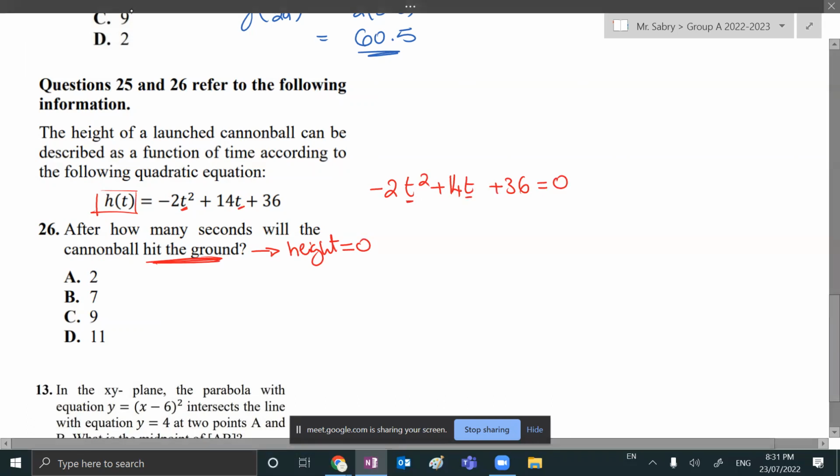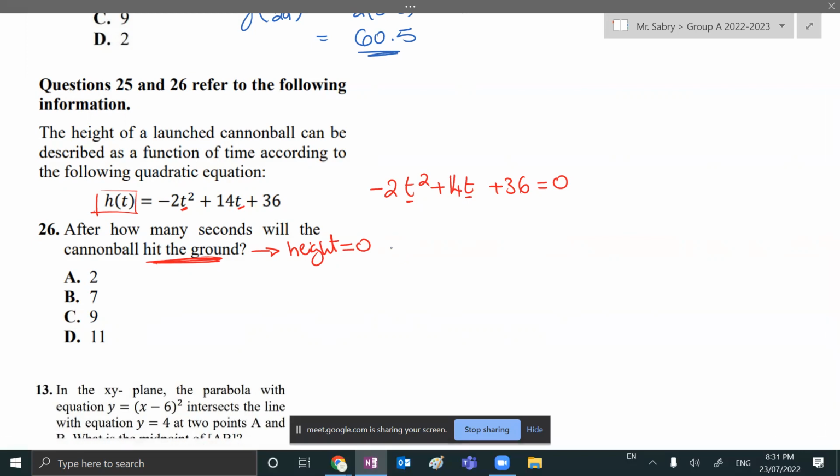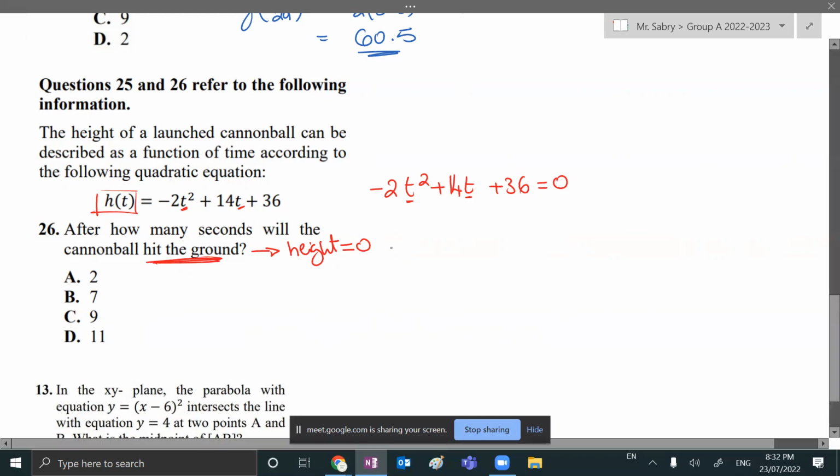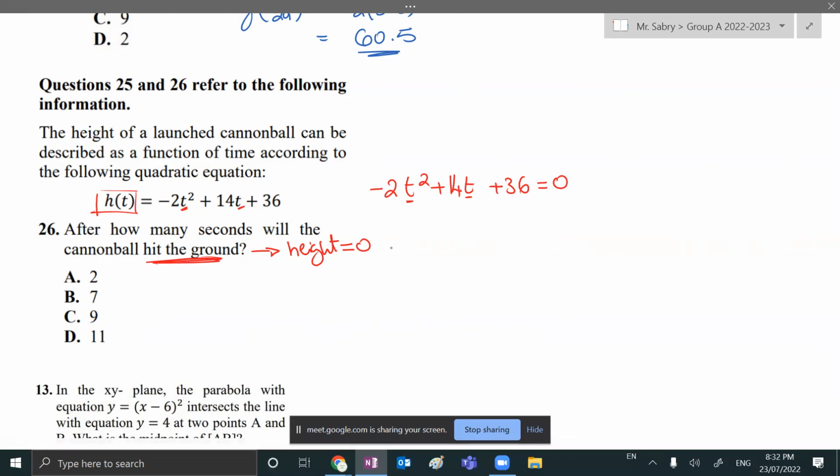No, because you'll take the other one. A negative one doesn't make sense. How can I start with negative seconds? But what's the value that gave you this entire equation equal to 0? 9. So this means it took 9 seconds for the height to be equal to 0. Does this make sense?